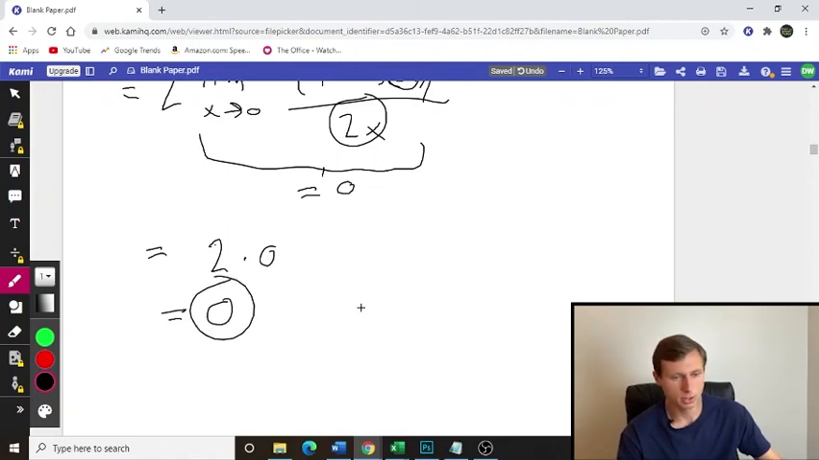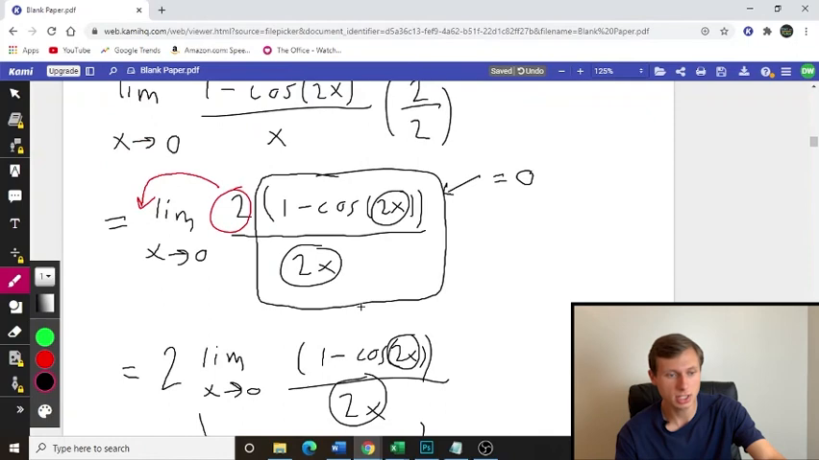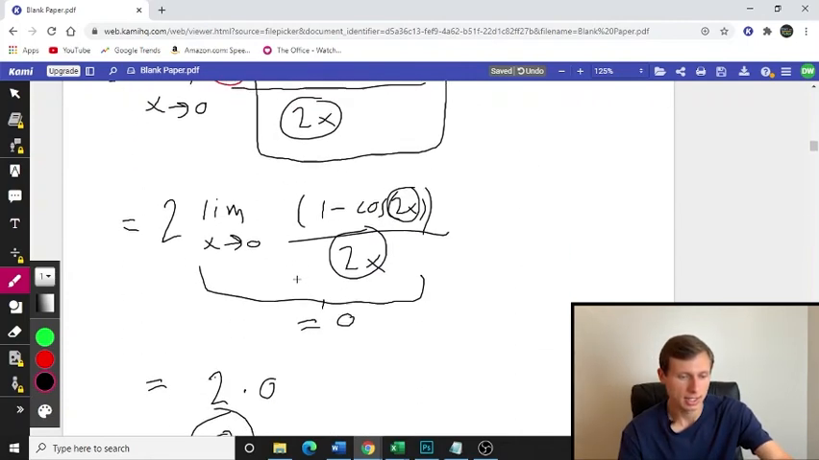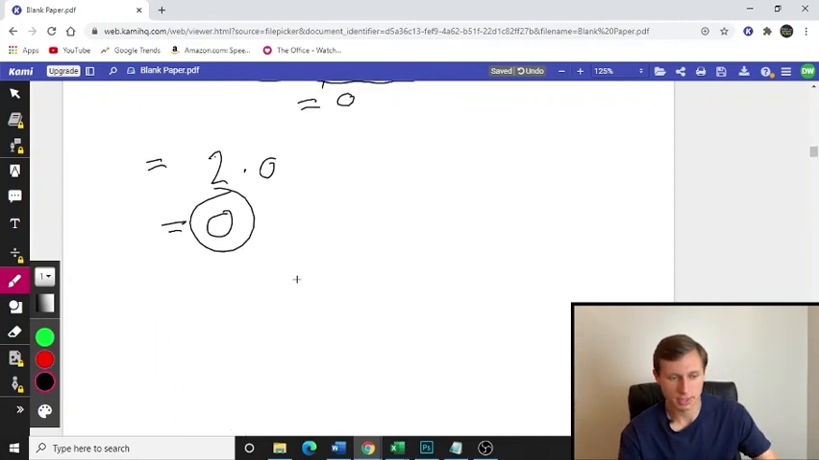So again, the strategy here was, since we didn't start out with this x matching that 2x, we multiplied by 2 over 2, and that allowed us to get that 2x to match the 2x, and we just had a leftover 2 here that we were able to pull out in front, and since it was 2 times 0, it just happened to be 0.